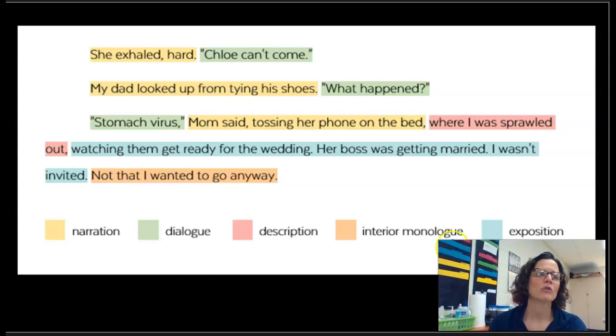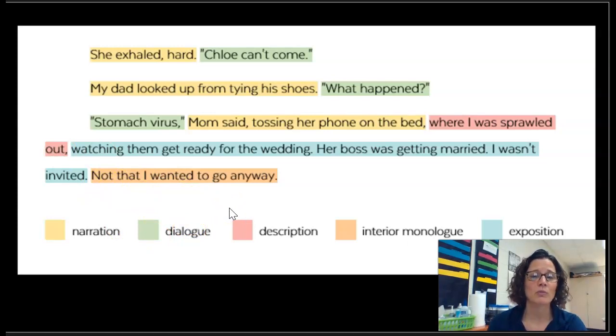Okay? So as you can see, "she exhaled hard." That's narration. "My dad looked up from tying his shoes." Again, narration. "Mom said, tossing her phone on the bed." Narration. The green ones are dialogue. "Chloe can't come." "What happened?" "Stomach virus." We also have description, where "I was sprawled out." Interior monologue. "Not that I wanted to go anyways."